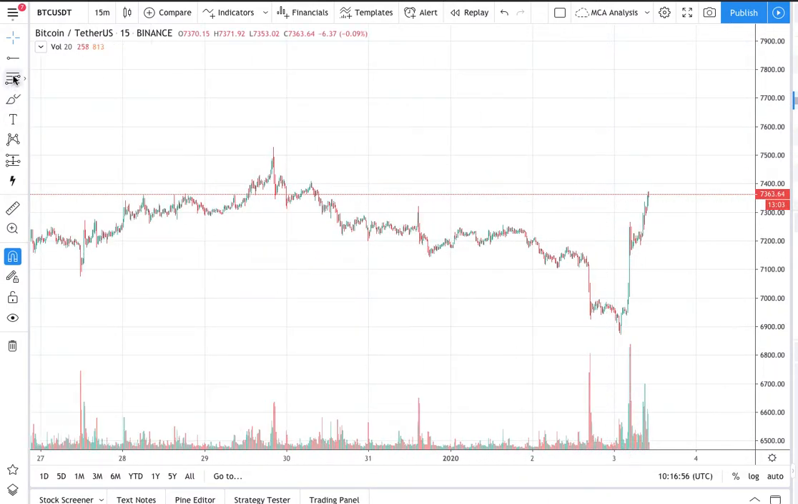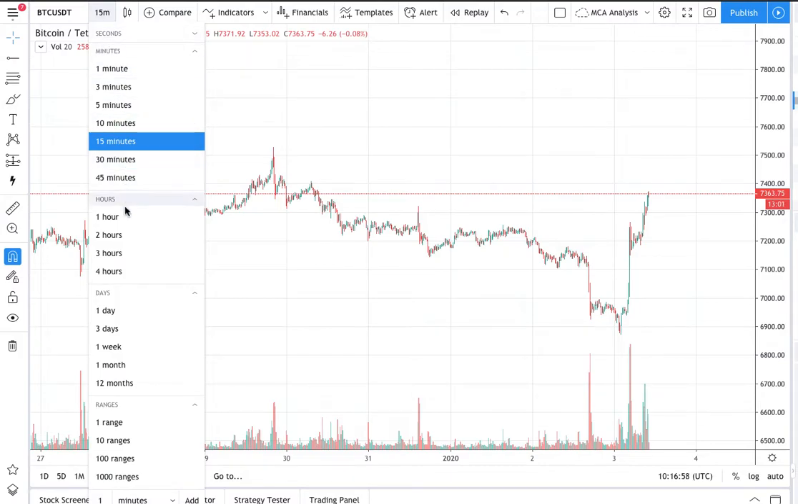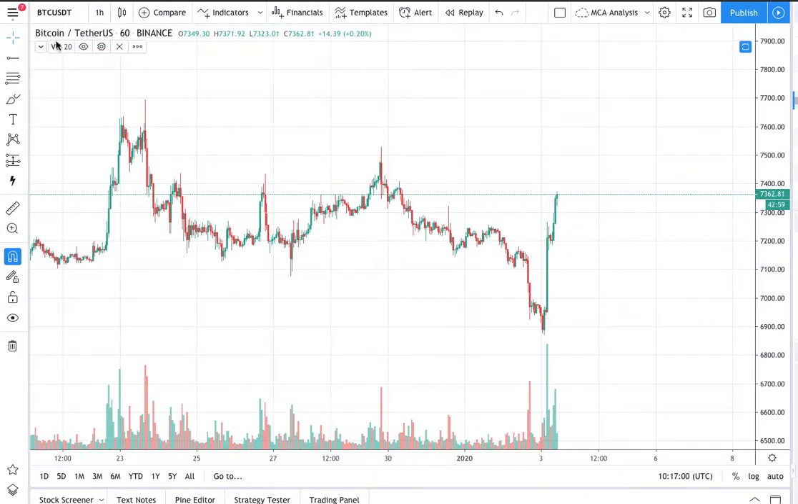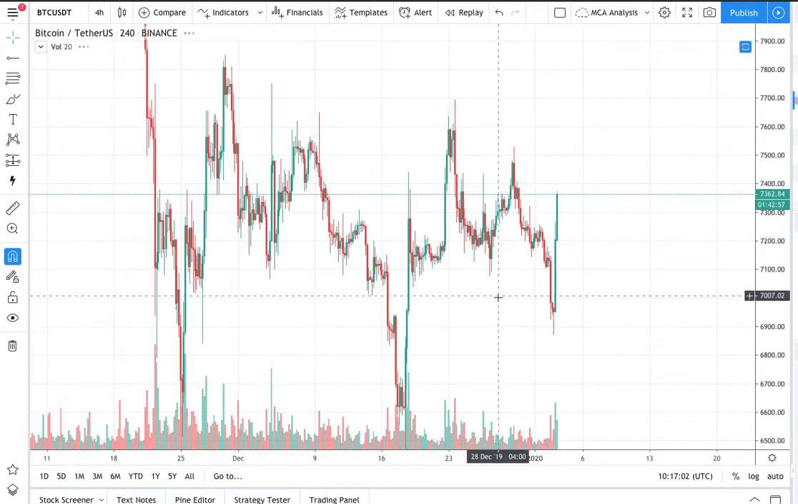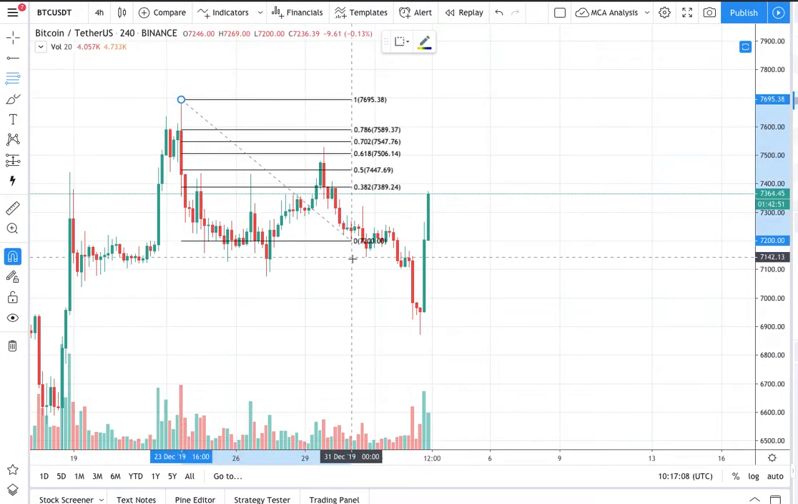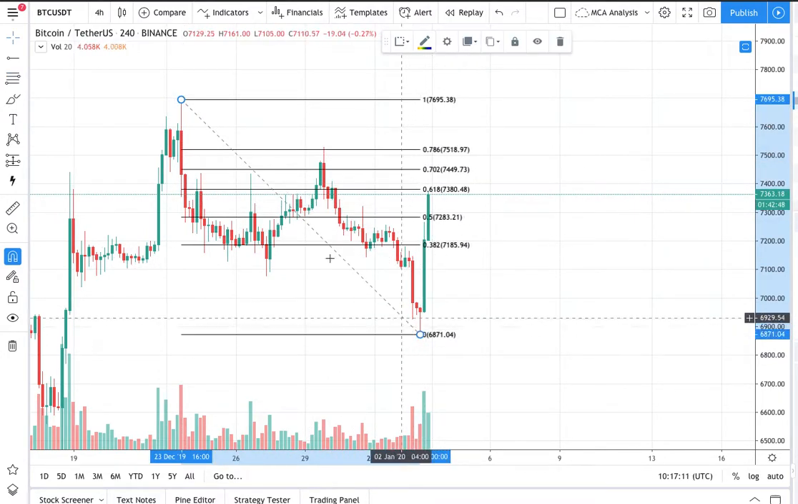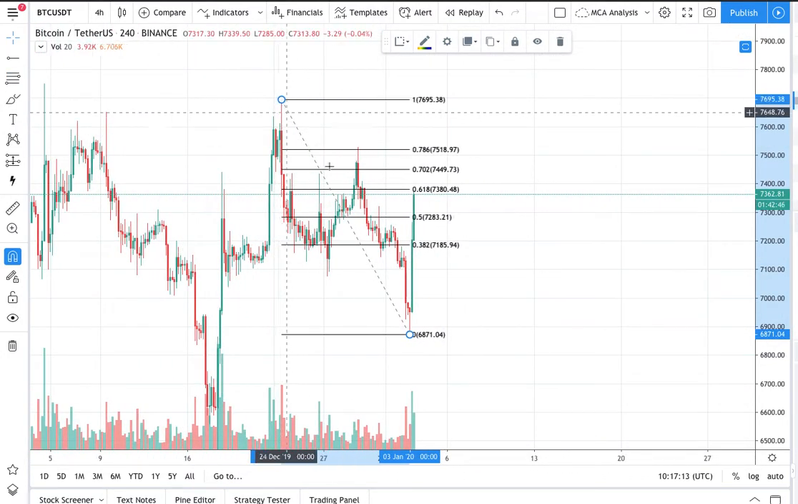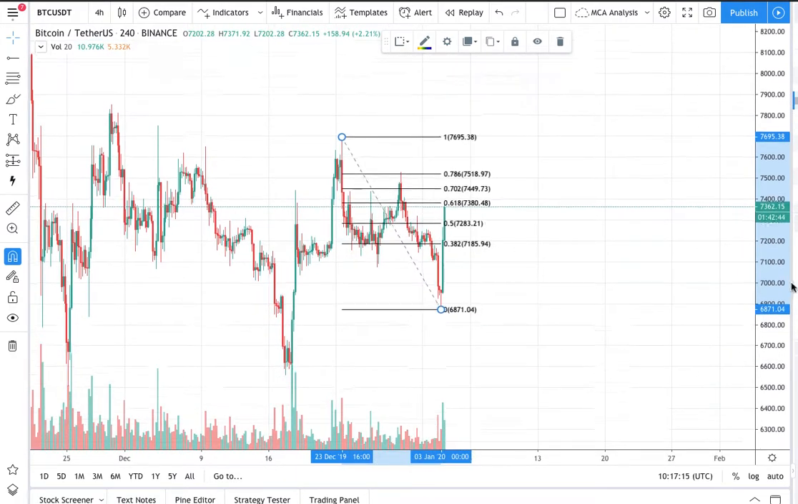Okay, so what am I looking for now? So I go to the 1 hour, or you know what, I'm going to go to the 4 hour, just so I can show you what I'm looking for now. So now I draw a reload zone from the top to the bottom. So that's the top of this range here to the bottom of this range here.